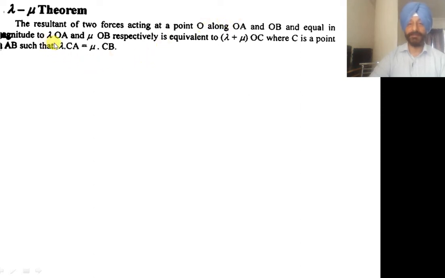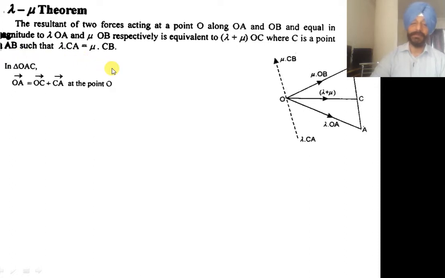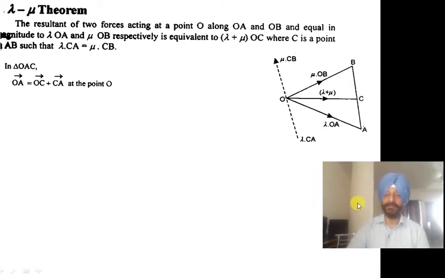Here the forces are equal to lambda OA and mu OB, and we want to show that their resultant is equal to lambda plus mu OC, where C is any point on AB such that lambda CA is equal to mu CB. So, this is what we see here. A, B, C is a straight line. O is any point, so OAB is a triangle, and OAC is also a triangle.